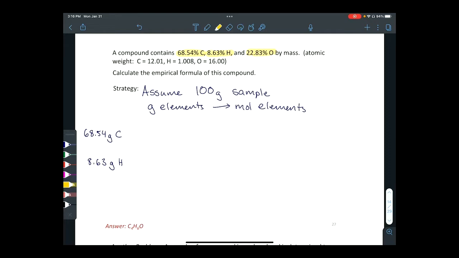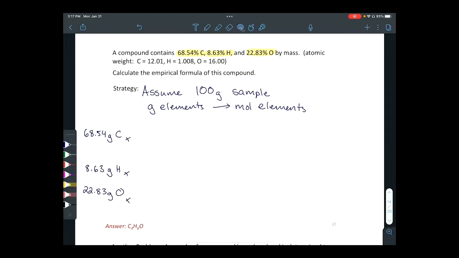Okay, so the first step is get grams. So when you're given percentages, a good strategy is just assume you have 100 grams of sample. If you have a 100-gram sample and 68.54% of it is carbon, how many grams of carbon do you have? 68.54. So this is what I mean. Just turn all the percentages to grams, and then you're just assuming you have a 100 gram sample. All right, so I did the first 2, so then the last one, we have 22.83 grams of oxygen in my sample.